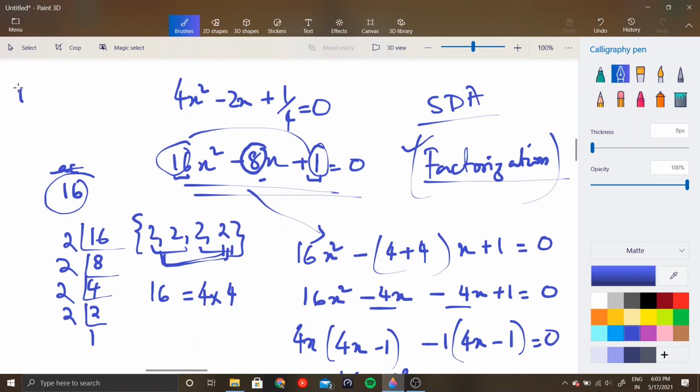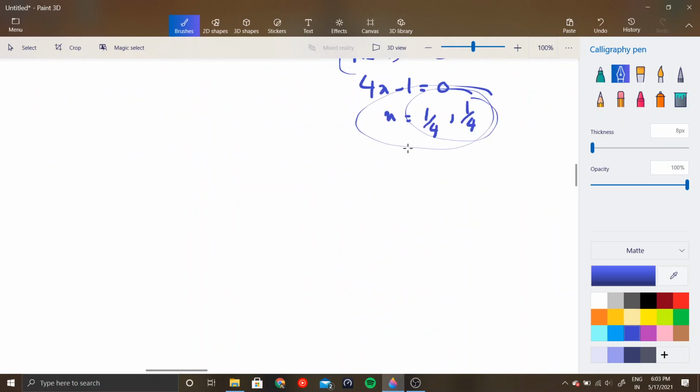So what's the discriminant? D is basically equal to B square, which is 64, minus 4 into A into C, correct? So 64 minus 64, D is 0. So see guys, when the discriminant is 0, you will get real and equal roots.